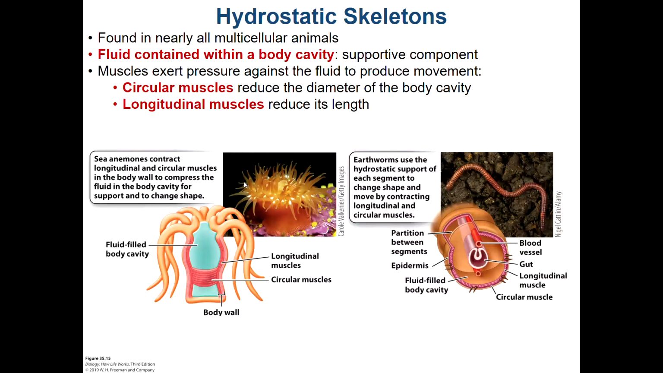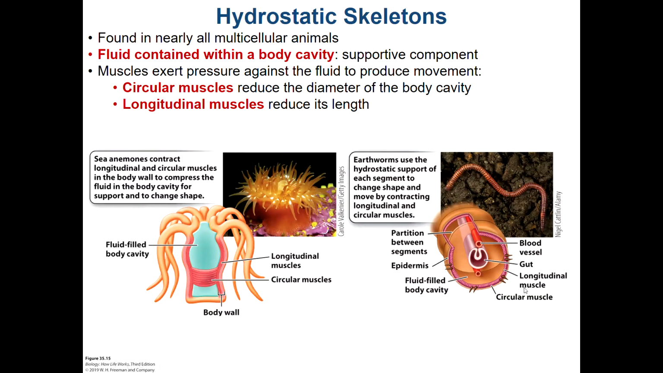So if we're looking at this sea anemone down here, here's our fluid-filled cavity, and we have our circular muscles here that reduce the diameter of the body cavity when they contract. And then we have longitudinal muscles, which help to contract. When they contract, they reduce the length of the organism.